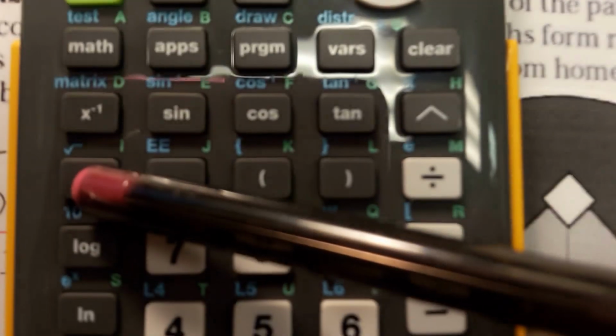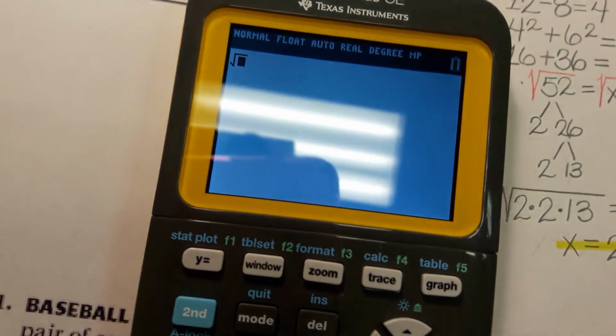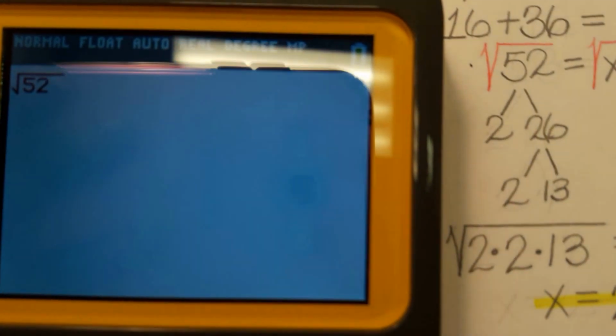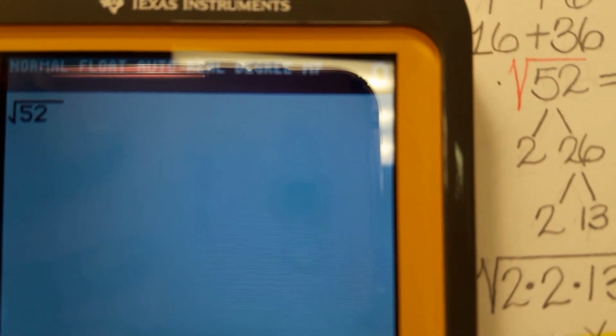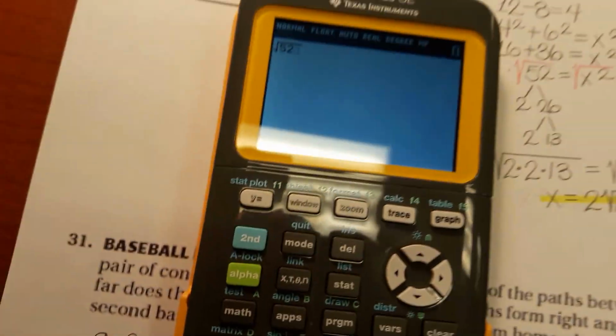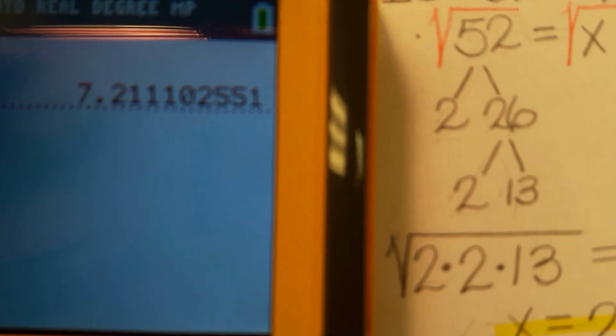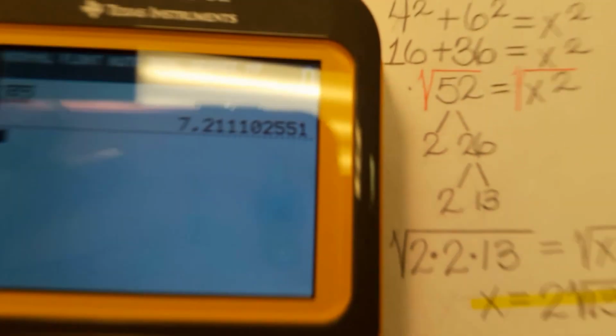So again, I want to hit second, x squared, and then I want to type in my number, which is the square root of 52. And I have square root of 52 here. And then I want to press enter. And it gave me an answer of 7.21.